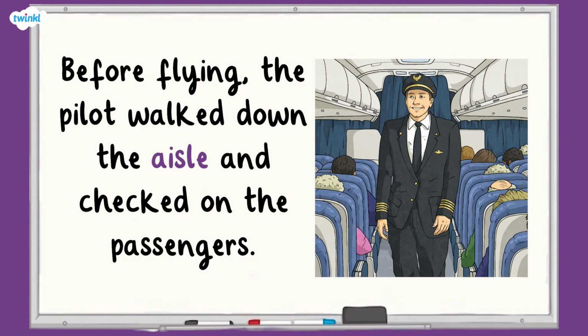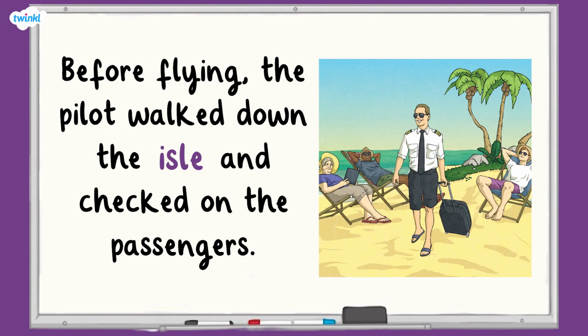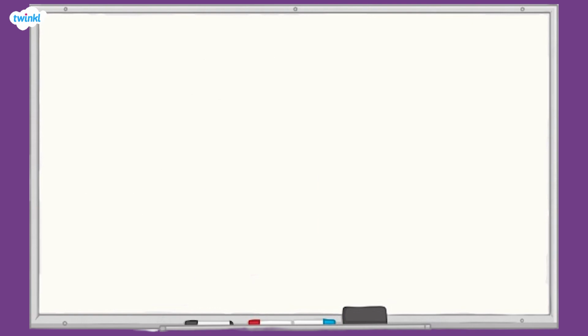If I were to choose the wrong homophone and spell aisle as I-S-L-E, the sentence would have a different meaning. Now, the pilot is walking down an island and checking on their passengers, which doesn't make as much sense.